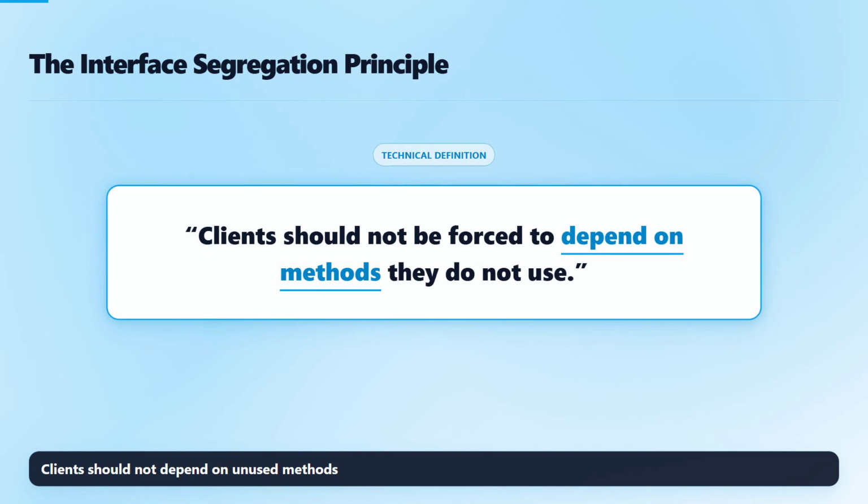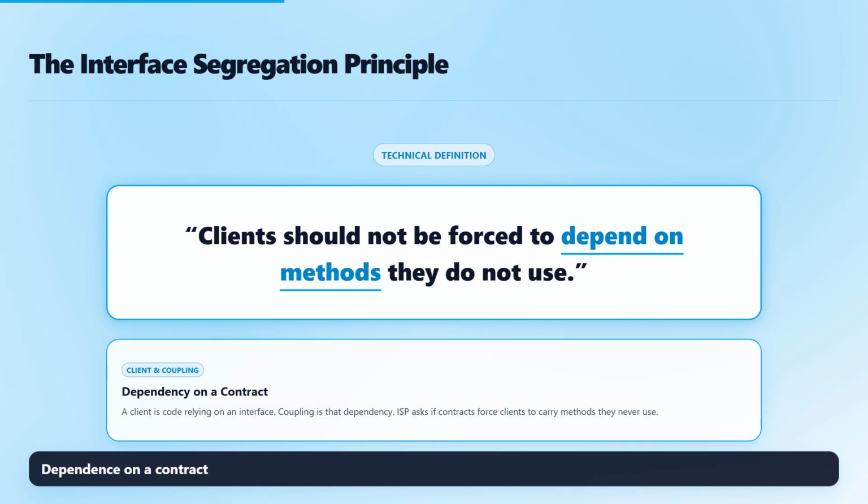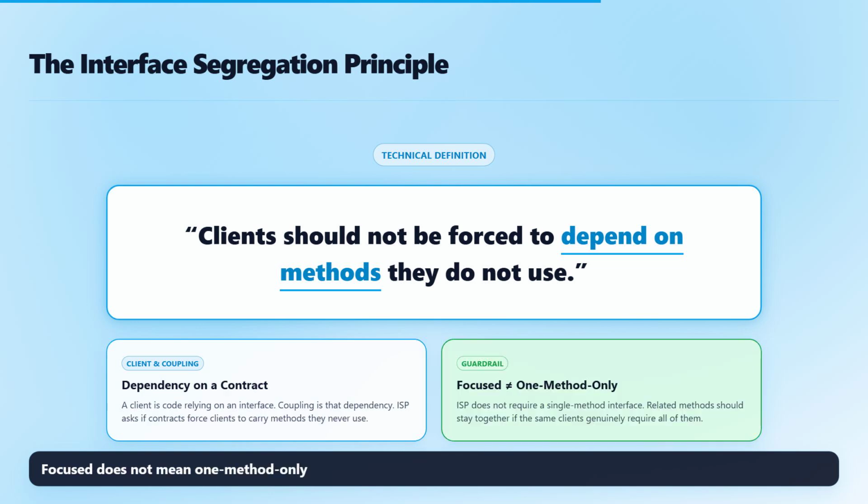The Interface Segregation Principle says, clients should not be forced to depend on methods they do not use. A client is code that relies on an interface contract. Coupling is that dependency, so ISP asks whether the contract makes the client depend on capabilities it never needs. Focused does not mean one method per interface. Related methods can stay together when the same clients genuinely need them.